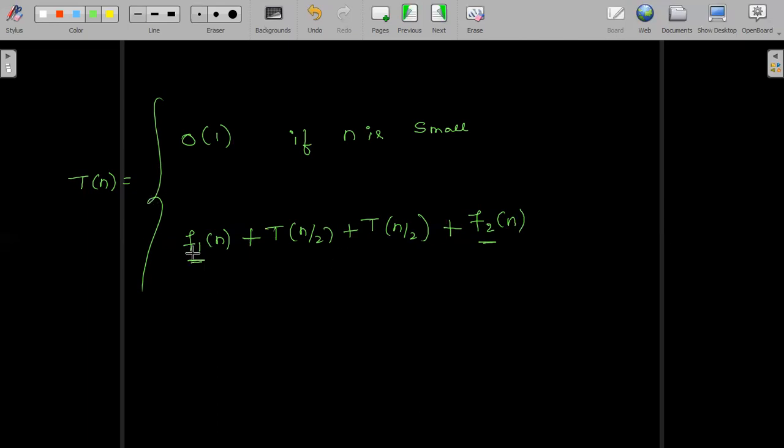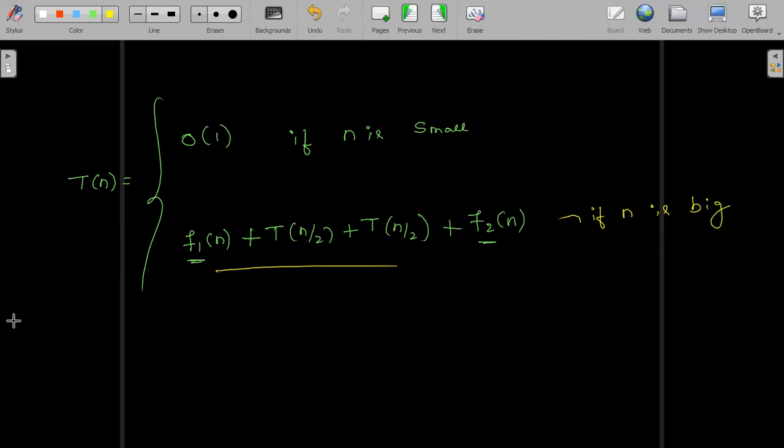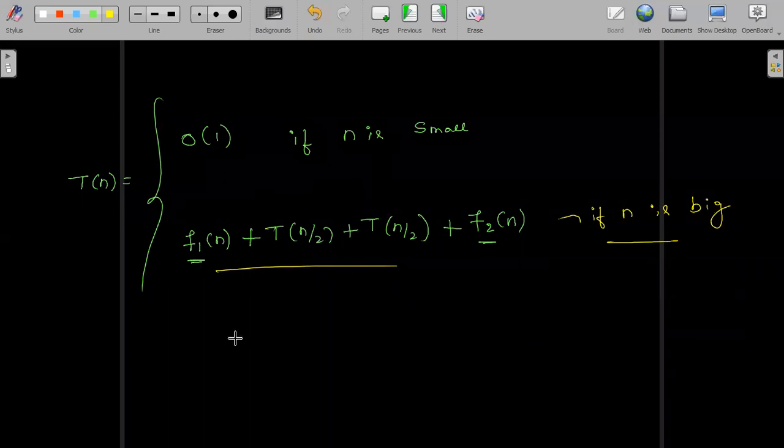When will you do this one? Everybody observe here. When will you do this completely? When, means if n value, see here, if n is big. If n is big, correct? If n is big, I will do this. Otherwise, why should I do? Correct or not? Okay.